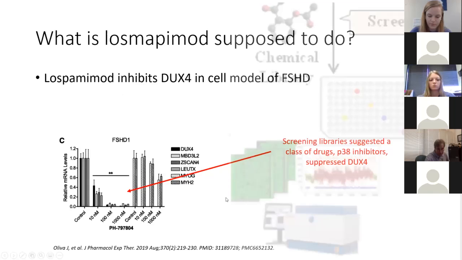And so this is what they did to identify losmapimod. In this case, you can see that the readout they were looking for was DUX4, but also a couple genes that DUX4 has a direct action on. And you can see that if untreated, their levels are very high. And so what they were doing here, they were showing that if they expose these same cells to their drug, losmapimod, at different concentrations, suddenly you could knock down the expression of DUX4, but also those other targets of DUX4, suggesting your drug was reaching what you wanted it to reach.